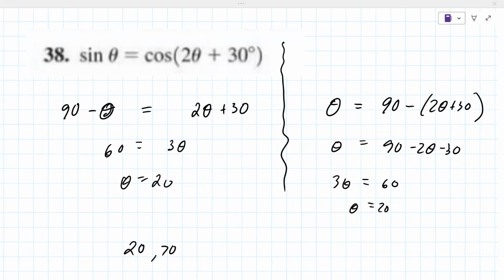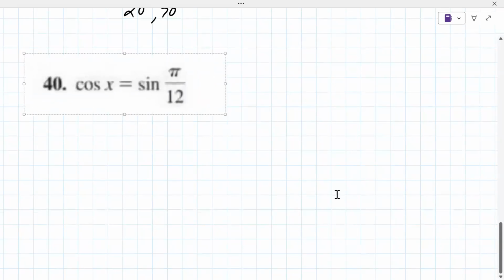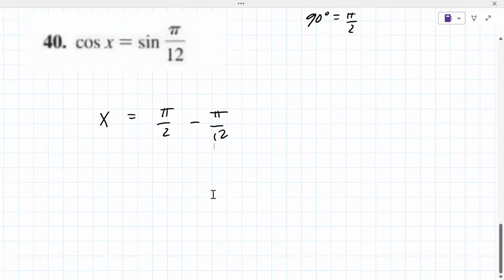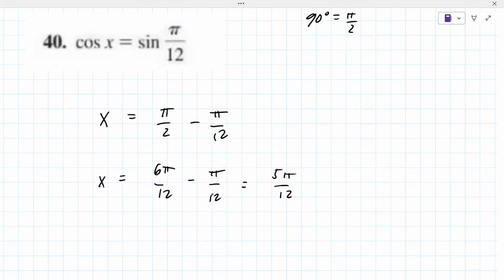Where it gets a little more difficult is with radians. Most students are just not that comfortable with radians. But you just pick one side. You say, okay, I'm going to start with x. So x equals, instead of 90, it's pi over 2, since 90 degrees is pi over 2, minus pi over 12. And then just solve for x. In this case, it's just making a common denominator. It's 6 pi over 12 minus pi over 12. 5 pi over 12 is x.